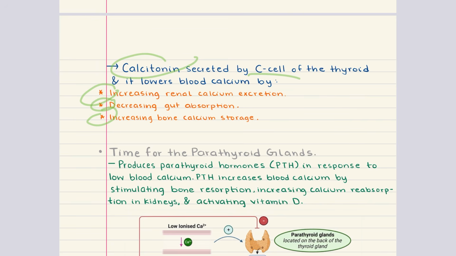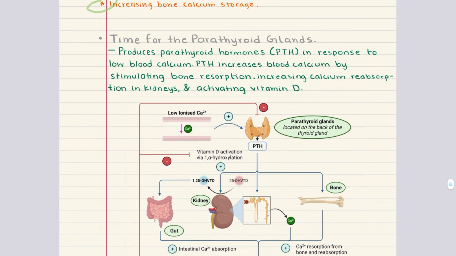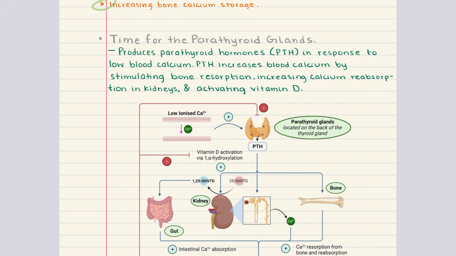So overall, the thyroid gland produces two types of hormones, T3 and T4, which regulate metabolism, and calcitonin, which helps lower blood calcium. Now we're going to cover the parathyroid glands. The parathyroid glands are these four small glands that are located on the posterior surface of the thyroid gland, and their primary role is to help regulate blood calcium levels.